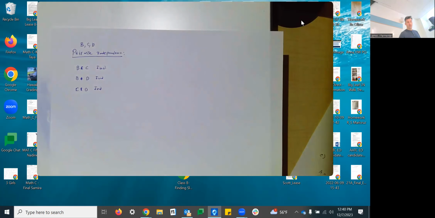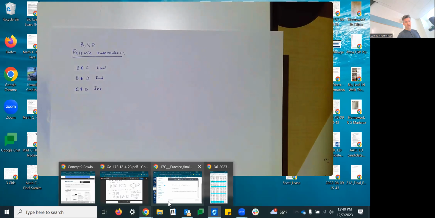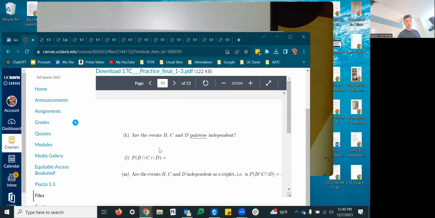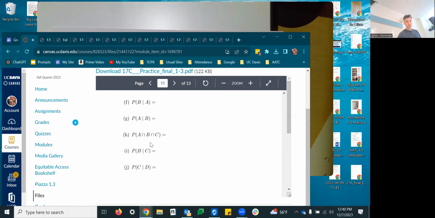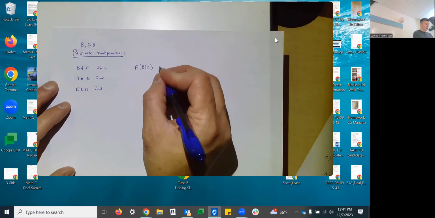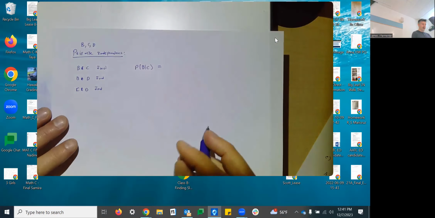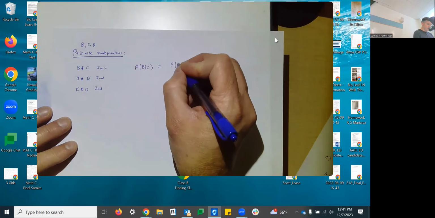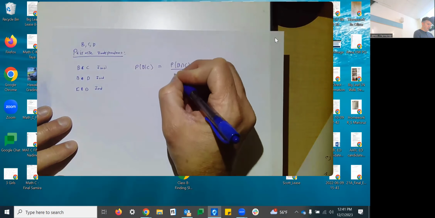If I'm looking at this question here, I'm really going to be using the fact that I've already done these calculations up here. If I already know what the probability of B given C is, let's find the probability of B given C. I'm always going to calculate this conditional probability as B intersect C divided by the probability of C.